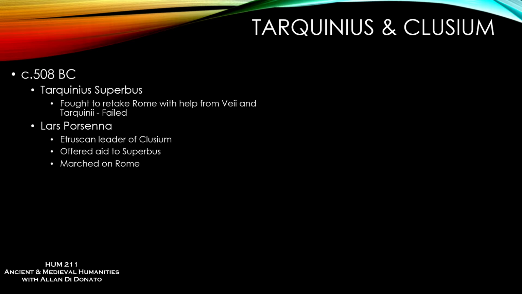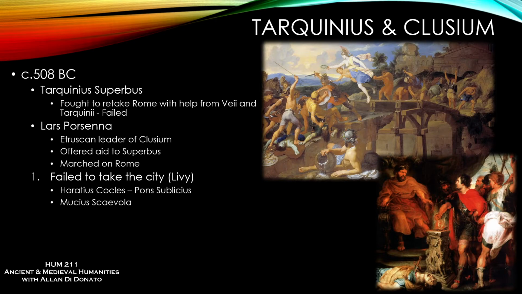There doesn't seem to be any indication that this actually happened historically. But there was possibly the attempt by Clusium to come and conquer Rome early on. So let's say around 508 BC. Now, there are two versions of this story that come down to us. The first story is that Porsena fails to take the city due to the heroism of some of the early Roman champions. The famous story of Horatius Cocles, which is Horatio at the bridge.